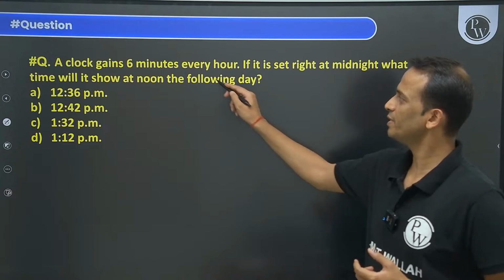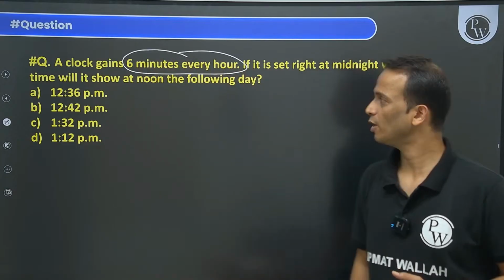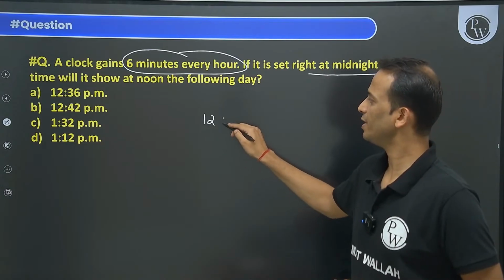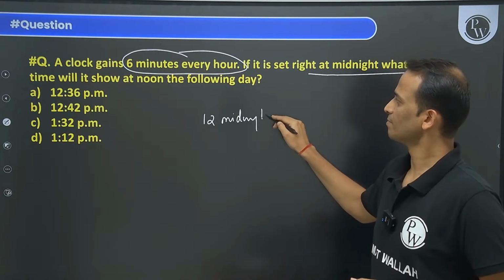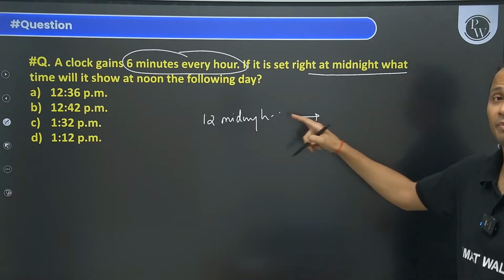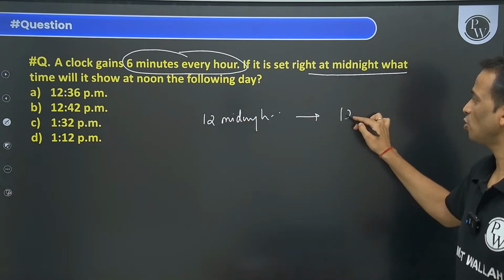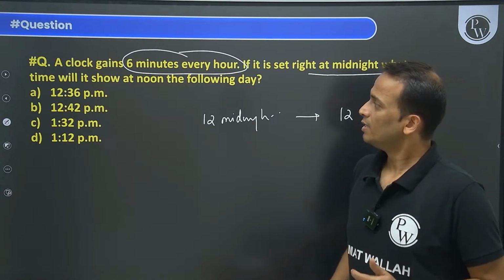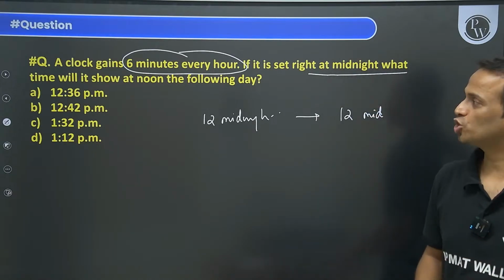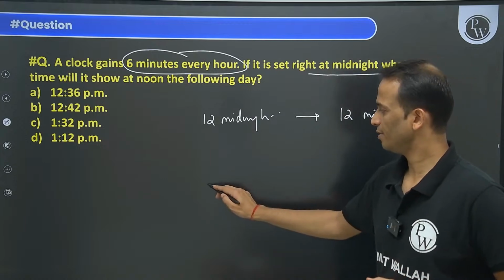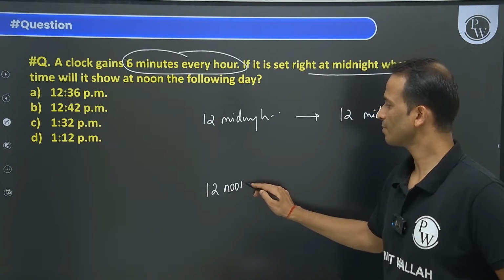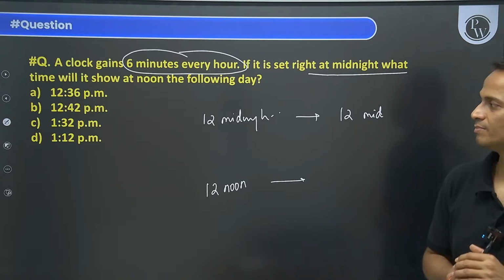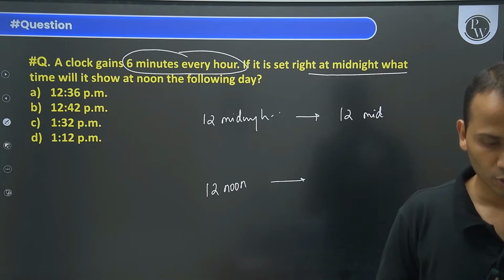A clock gains 6 minutes in every 1 hour. If it is set right at midnight, 12 midnight, meaning the correct time is 12 midnight, this clock will also show 12 midnight. Then what will be the time it will show at noon the following morning? मतलब 12 noon पे ये कितना टाइम शो करेगी if it is gaining time.